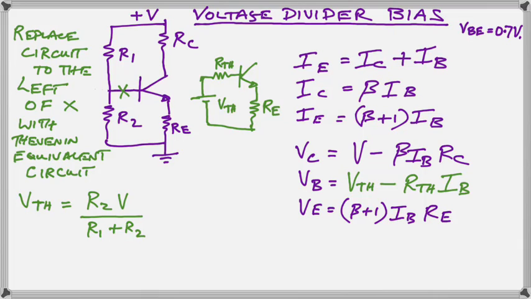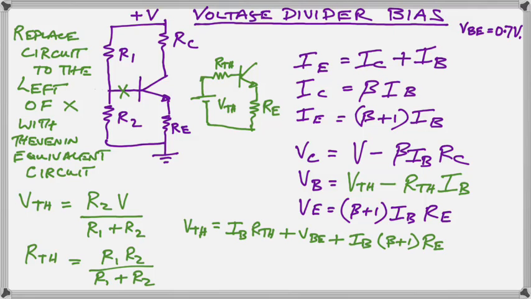And the RTH is found by making the dead circuit. I'll explain that in a minute. But basically it is R1 and R2 in parallel. So that's the parallel formula there. R1 times R2 over R1 plus R2 is the simple parallel formula for two resistors.